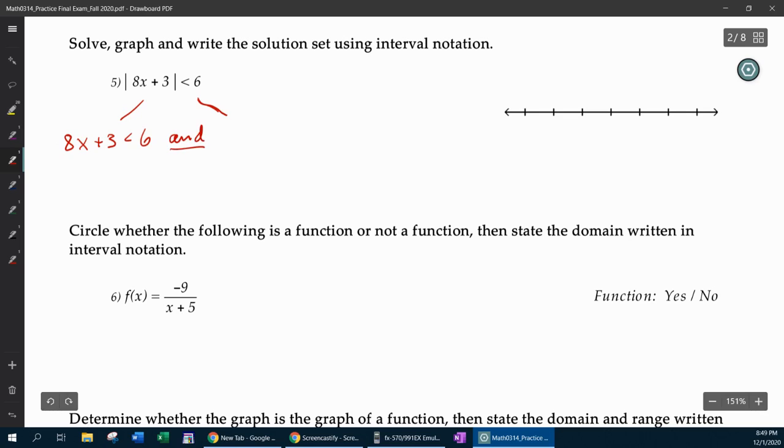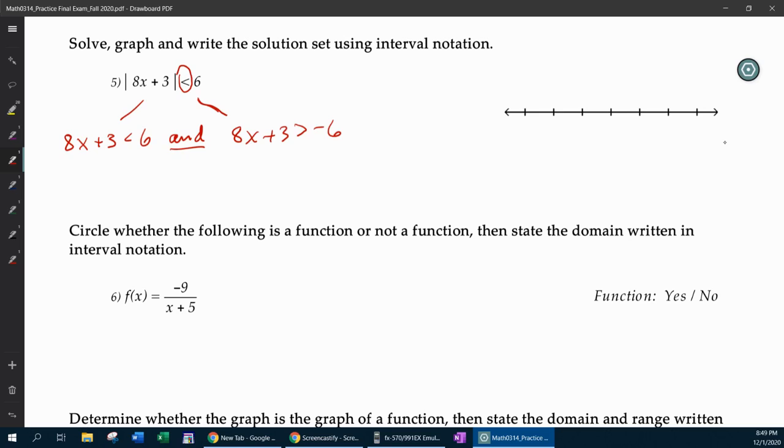And now this word is important because it's going to determine whether we have a union or an intersection. The way we know that it's "and" is because it is less than to start with. If it was greater than, then that would be an "or". So we're going to say and 8x plus 3 is greater than negative 6. Notice that when you split it the second time, you have to change the inequality sign.